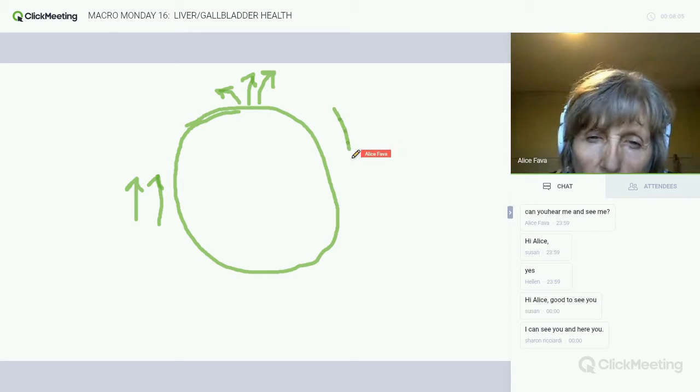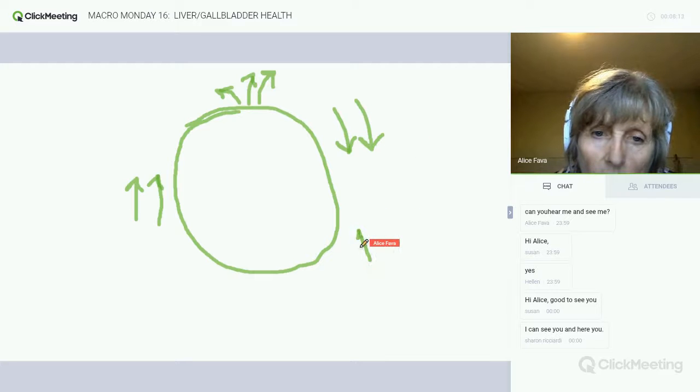So then we have downward energy over here. So energy starts to move downward. Then energy starts to contract, like this.